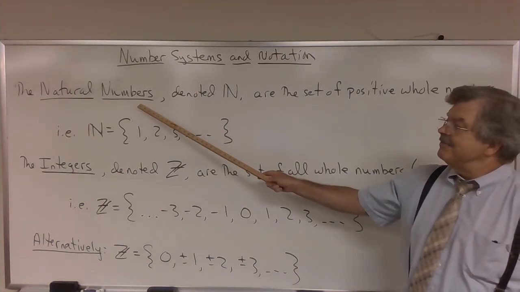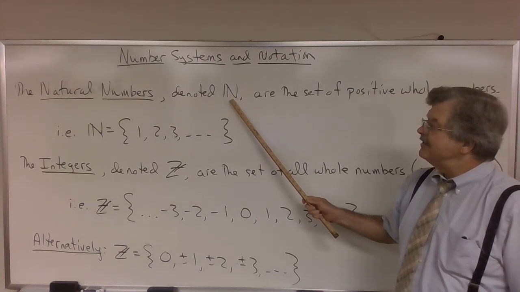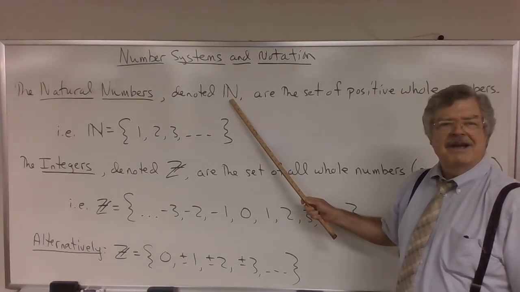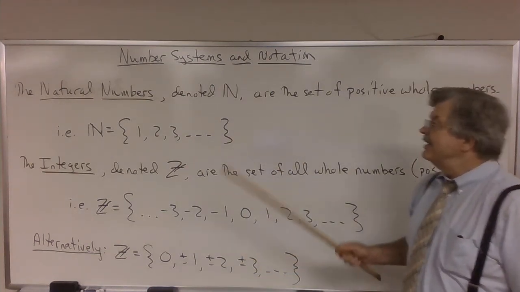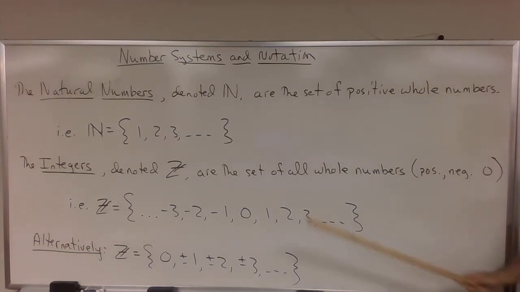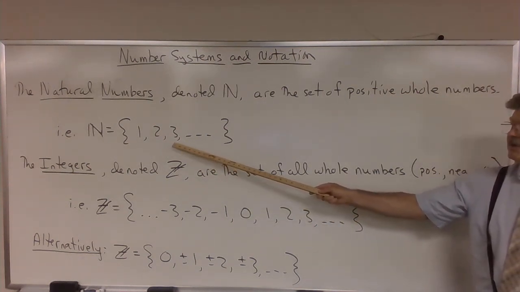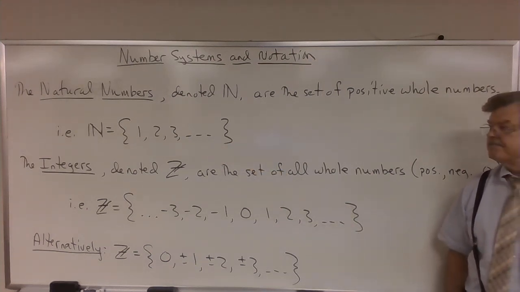First of all, we define the natural numbers, denoted with a bold-faced N. And since I can't write a bold-faced N, I'll denote it this way. The natural numbers are the set of positive whole numbers: 1, 2, 3, 4, 5, 6, 7, 8, and so forth and so on.